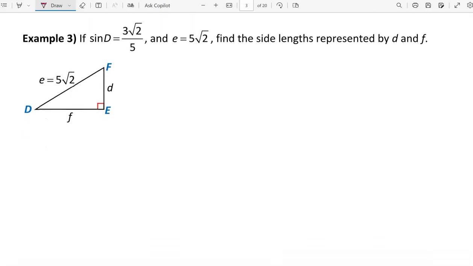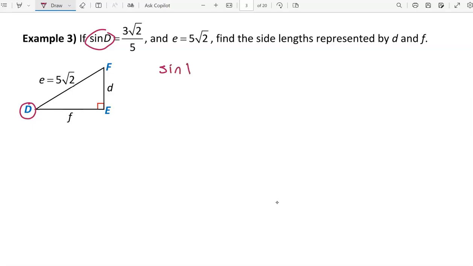All right, let's check out another example. Sine of angle D is equal to 3 times the square root of 2 over 5. And in this triangle, side E is 5 times the square root of 2. We're supposed to find the missing side lengths, D and F. So one of the things that we notice is that we're talking about sine of angle D. Well, let's check out angle D right here.